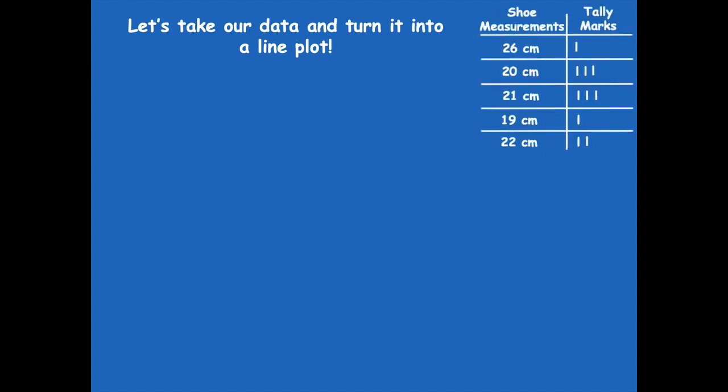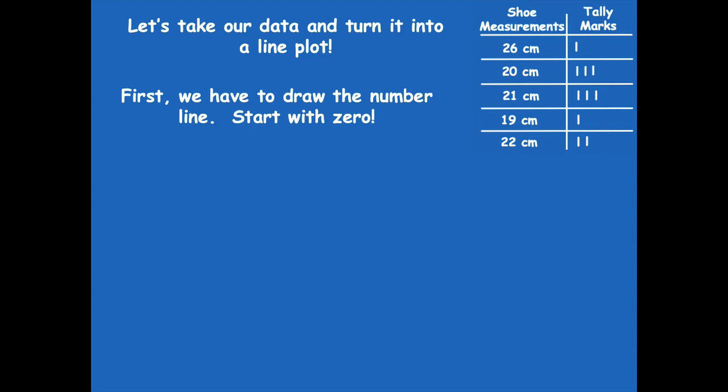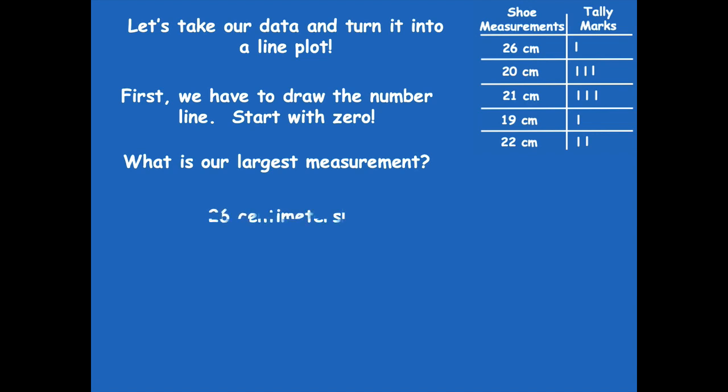So there's our data again. First, we have to draw the number line. We have to start with 0. What's our largest measurement? Yeah, it's 26. So our number line needs to go from 0 to 26. Oh, man, that's a lot of numbers.